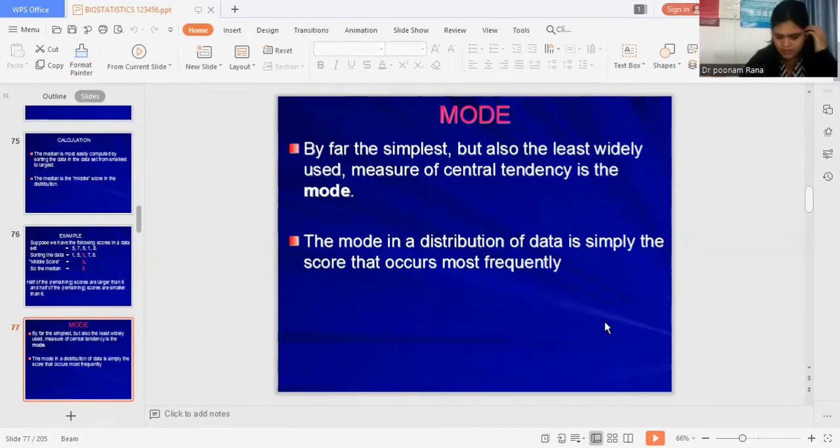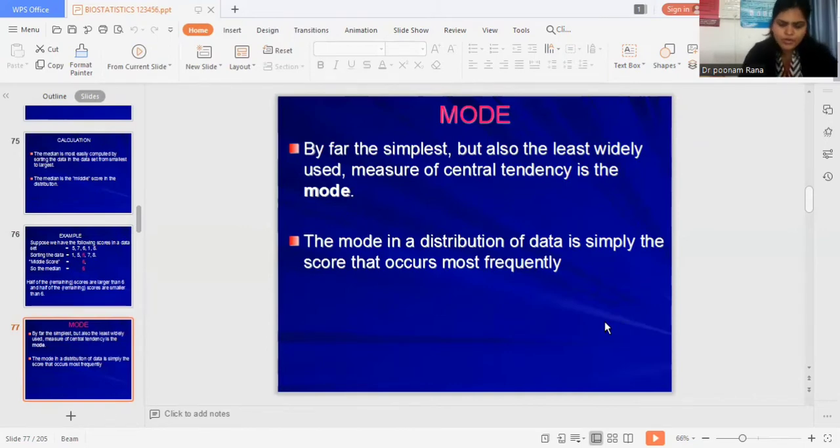Now, there is an advantage: the median is not affected by the abnormal value. This is the disadvantage of the mean, that it is influenced by the abnormal value. But the median is not affected by the abnormal value.